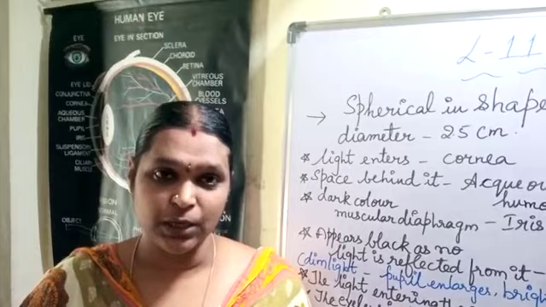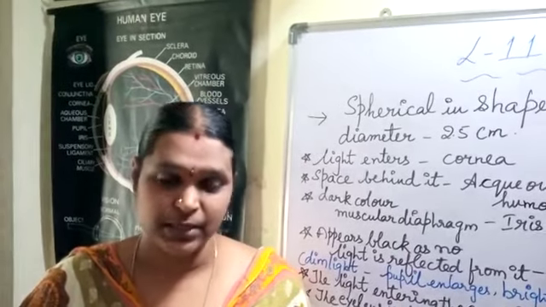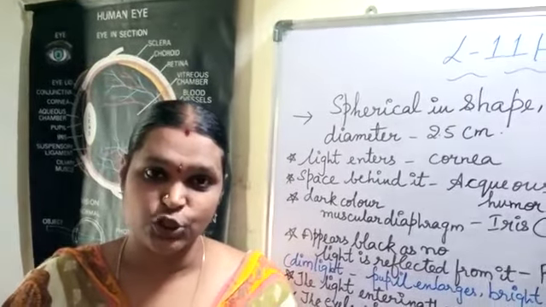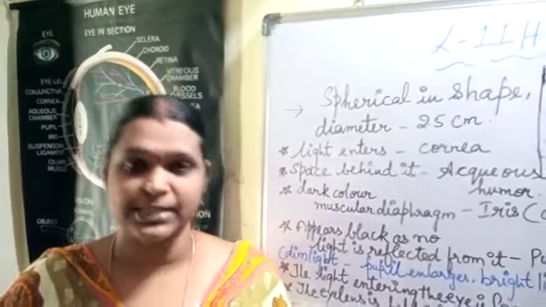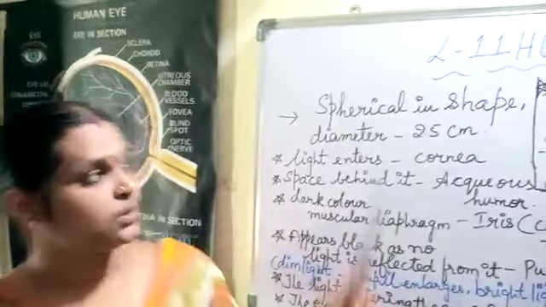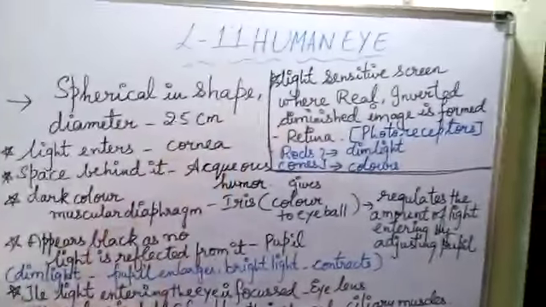Children, before UT, we completed lesson 10, that is refraction and dispersion of light. So now, let us move on to the next lesson, that is human eye. So lesson 11, human eye.